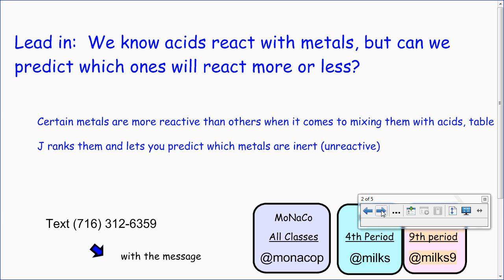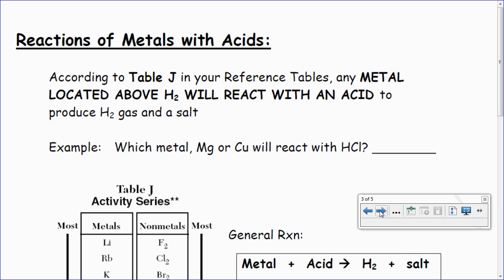So we know they react with metals, but can we predict which ones will react more or less? And the answer is, of course, yes. We have a reactivity series table called Table J that ranks the metals according to their reactivity with acids and other things in general. It has everything to do with their ionization energies off the periodic table, but we've decided to chart this in a different location as well.